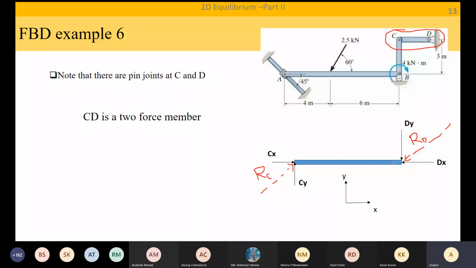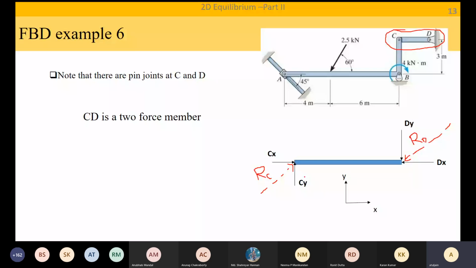Okay, so now body CD is in a state of equilibrium. It is subjected to two forces RC, RD. What can you say about RC and RD? They must be collinear. They must be equal and in opposite direction. Equal and opposite is not enough, they should also be collinear.